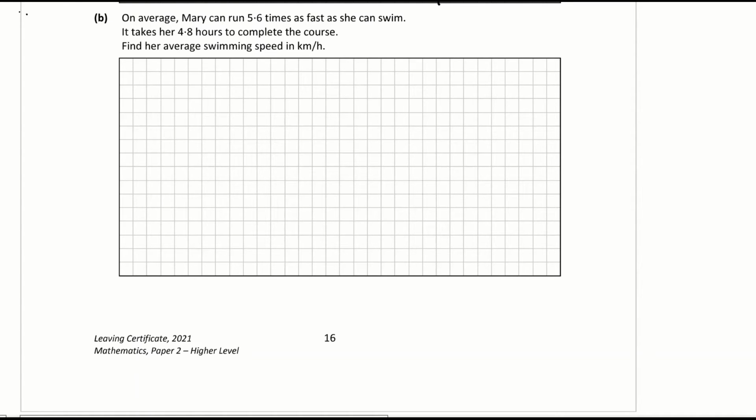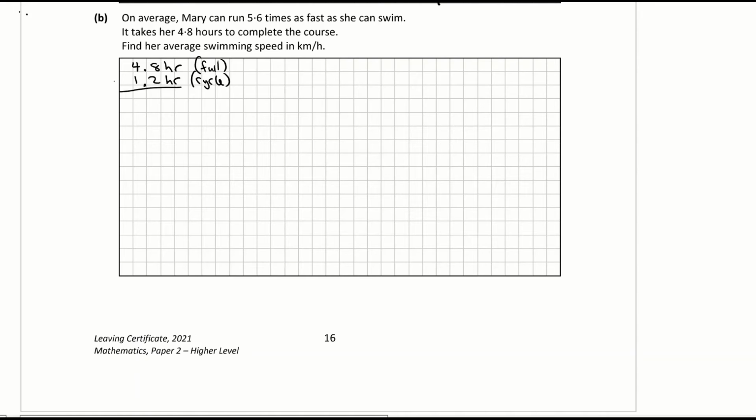On average, Mary can run 5.6 times as fast as she can swim. It takes her 4.8 hours to complete the course. Find her average swimming speed in kilometers per hour. Okay, so what do we know here? So we know that the full course is 4.8 hours. They've given us that. We know that the time for the cycle from up above in the question is 1.2 hours. We converted that in part A.